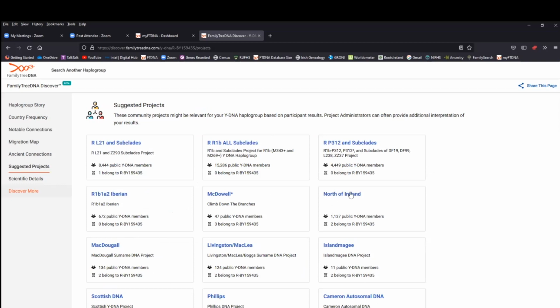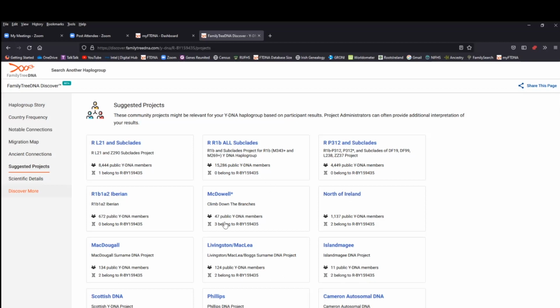Then it's brought up north of Ireland. It's found that I'm in the Island McGee project, I'm in the McDowell project, and it's bringing up the Scottish DNA, Cameron, and McDougall projects. It's just giving you a few suggestions, and then you can click on them to find out more about that project.